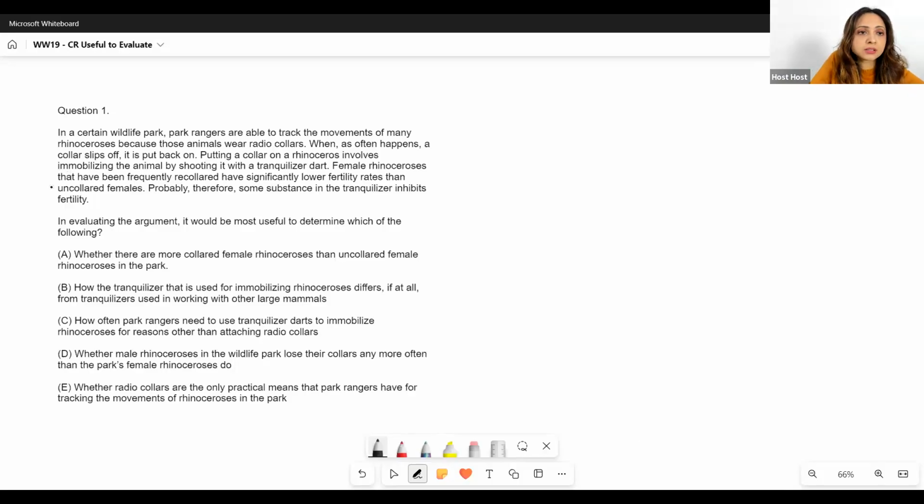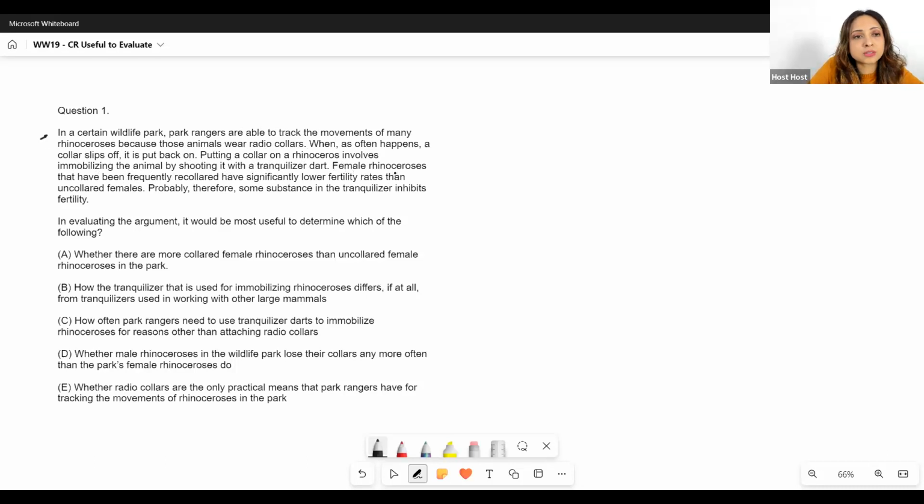Let's start with our first question for today. So in a certain wildlife park, park rangers are able to track the movements of many rhinoceroses because those animals wear radio collars. So there are some kind of collars that they are made to wear, and then they can track the movements. When, as often happens, a collar slips off, it is put back on. Putting a collar on a rhinoceros involves immobilizing the animal by shooting it with a tranquilizer dart. All right. So then, if the collar comes off, it has to be put back. So now, for that, the animal has to be shot first, has to be given a tranquilizer dart. So then, the animal is immobilized, and then the collar is put back on.